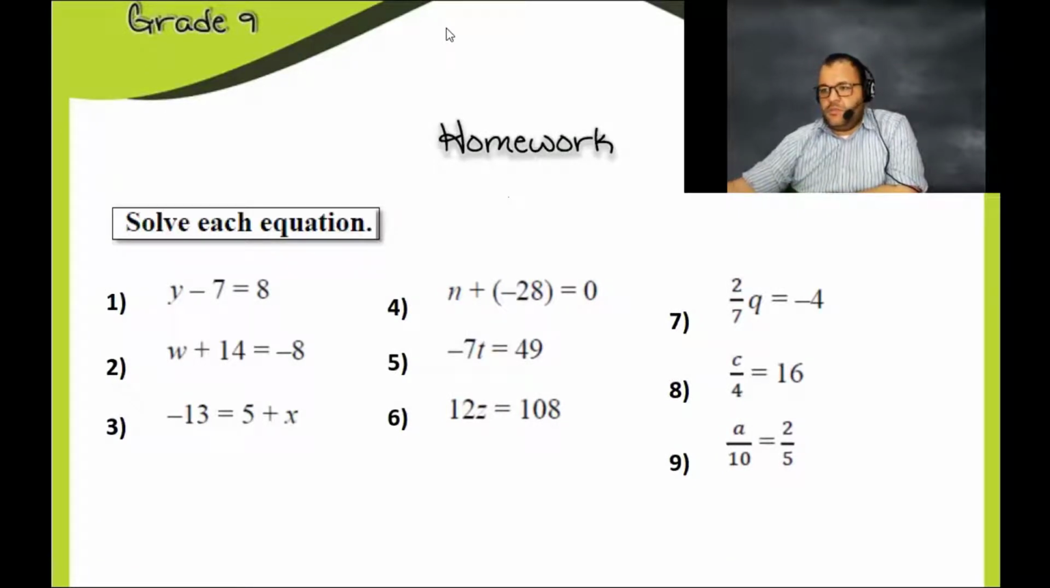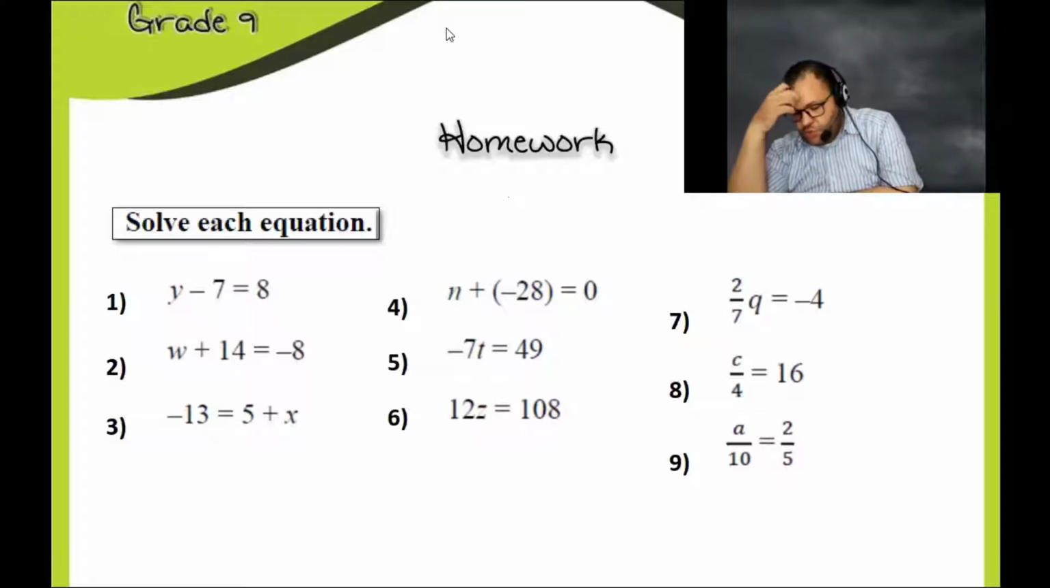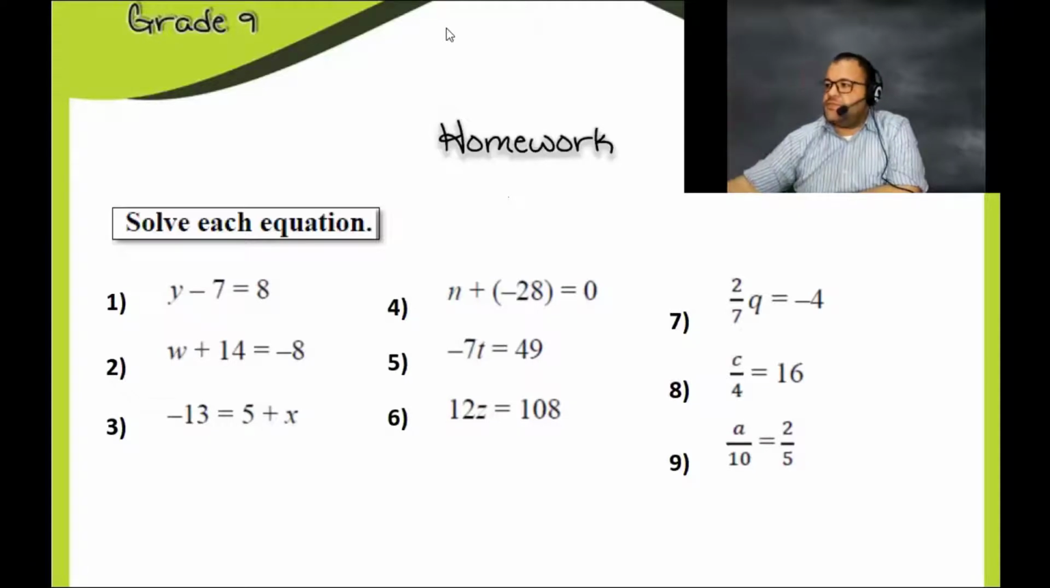Let me check. The first one, the second one, number 2. Tijan, number 1, number 2, number 3, number 4, 5, 6, 7, 8, 9. That's right, yes. Mister, Tijan, is mine correct? You have 2 mistakes.